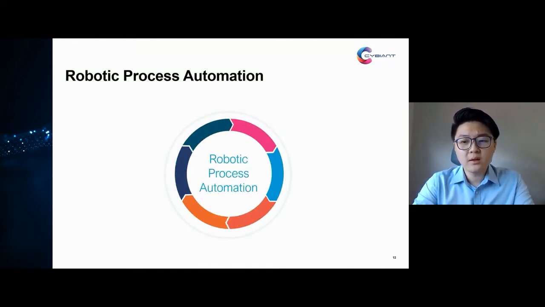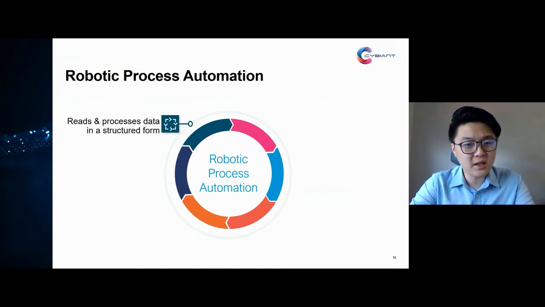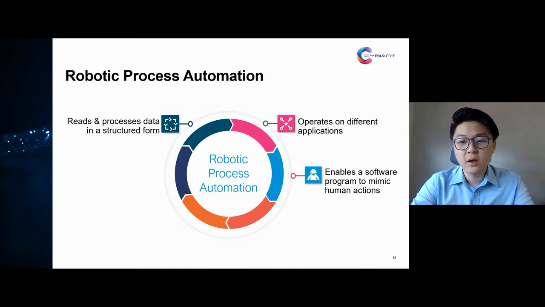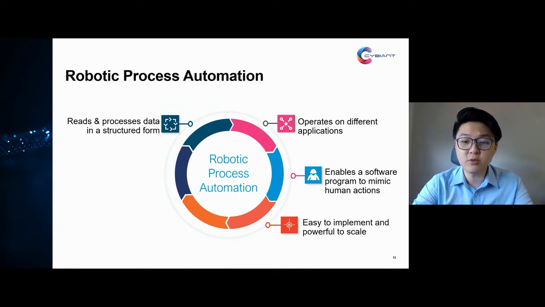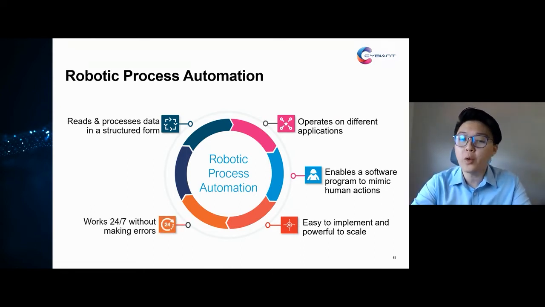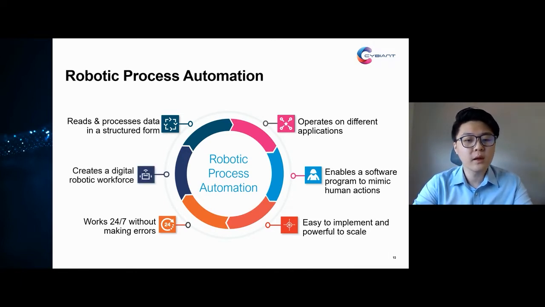RPA works in a way that it reads and processes data in a structured form, is allowed to operate on different applications, and enables the software program to mimic human action while interacting with computer applications to accomplish the required task. It is easy to implement and powerful to scale. It can work 24/7 without making errors and create a digital robotic workforce.